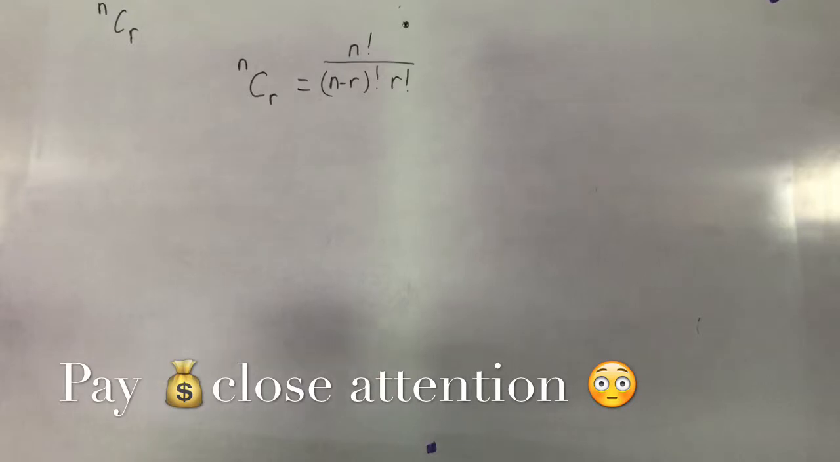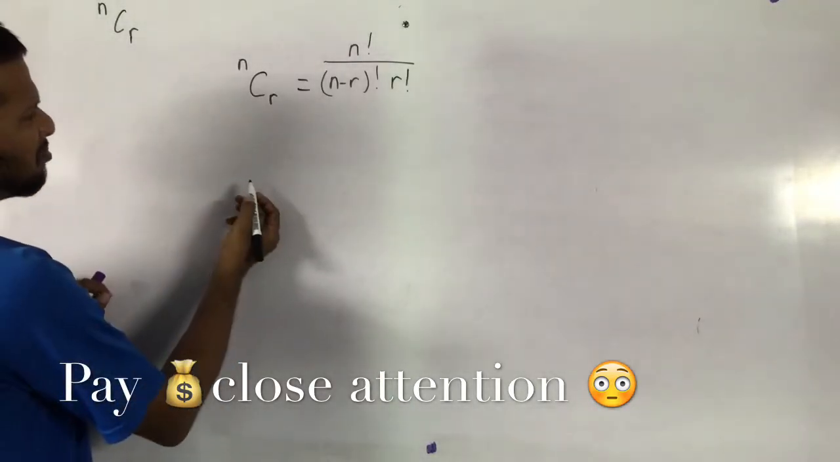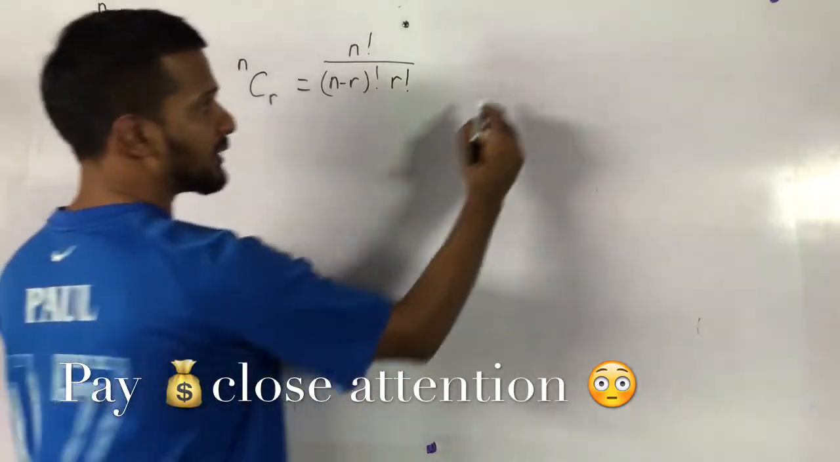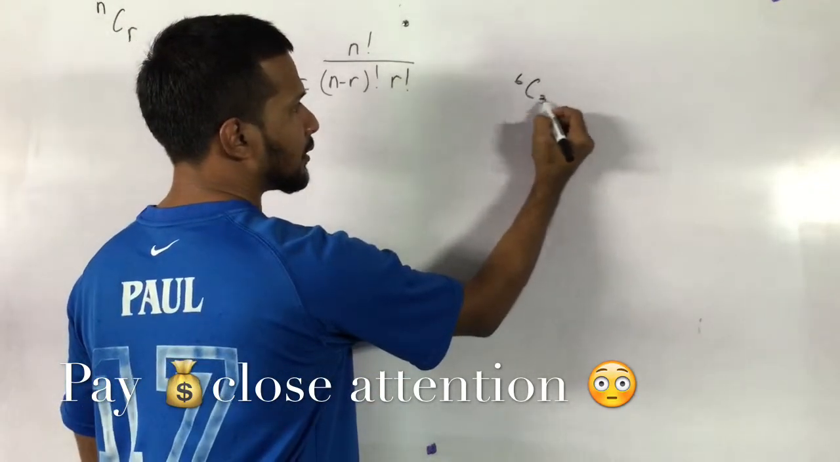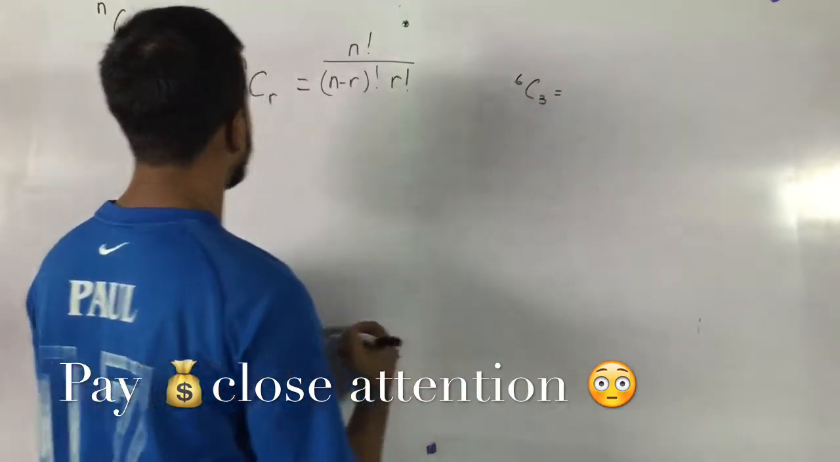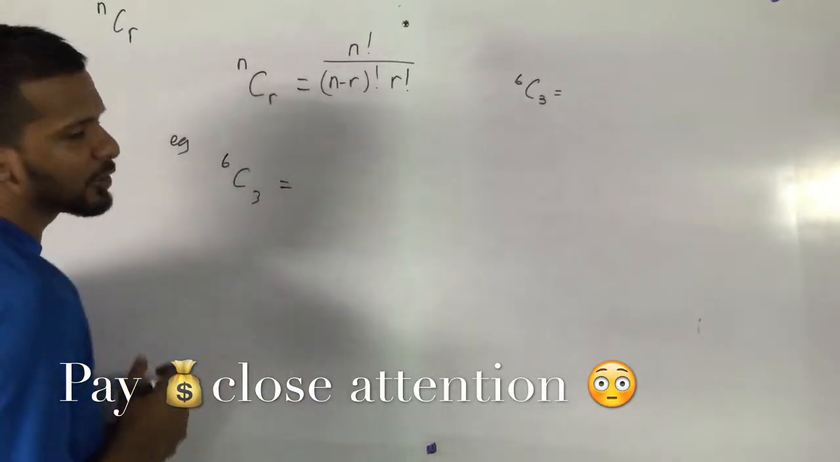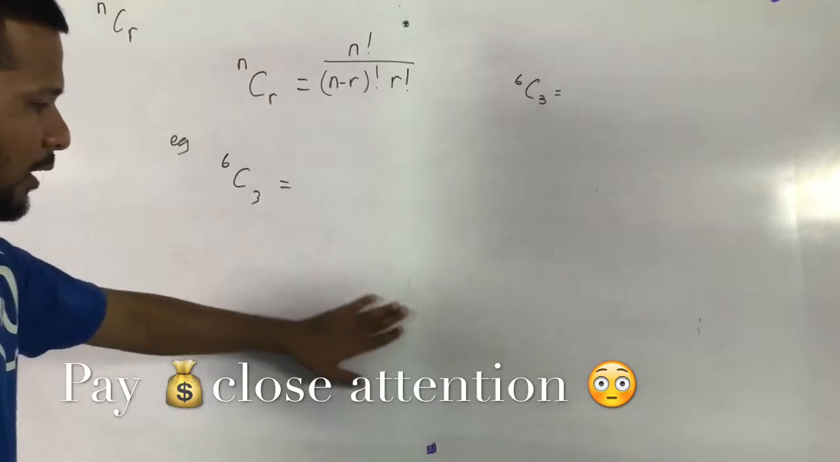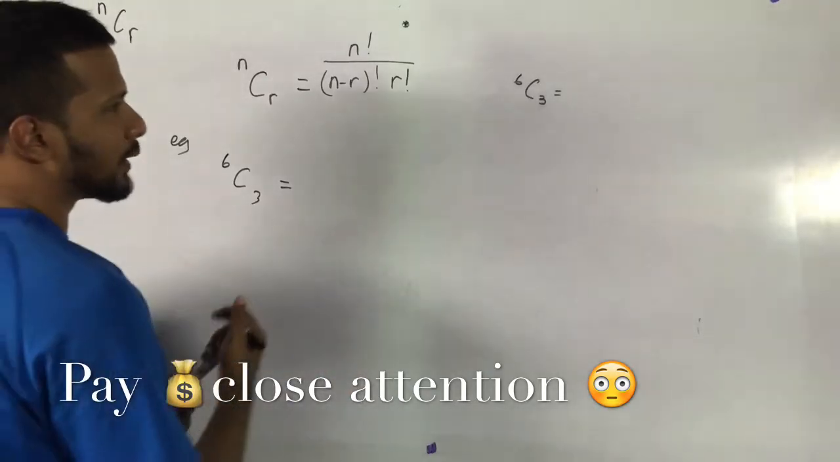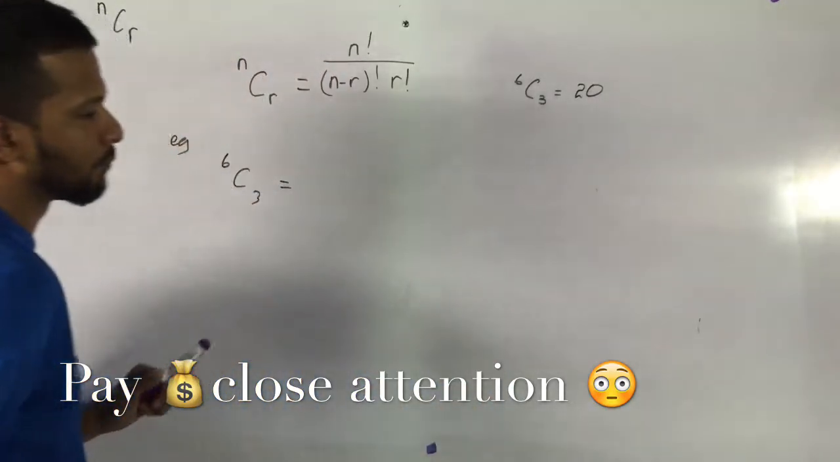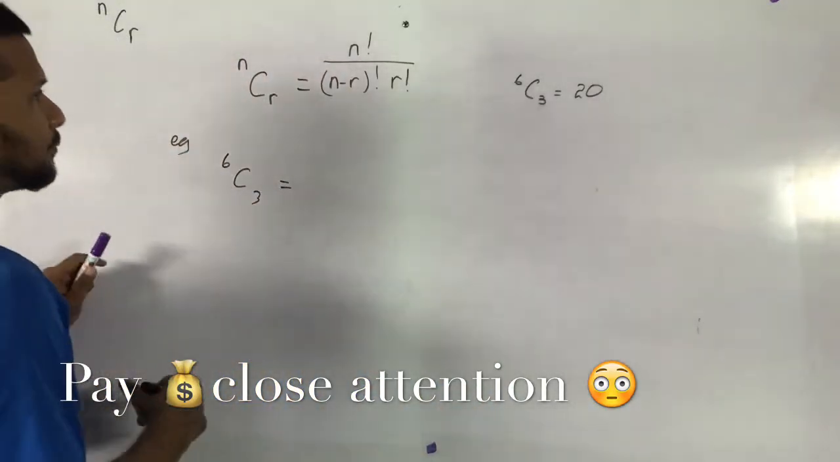So NCR. So let's say now we wanted to find, you all remember what was 6C3? Let's see if we can find 6C3. 6C3, as far as we are looking in our table, was 20, I think. 20. Right?